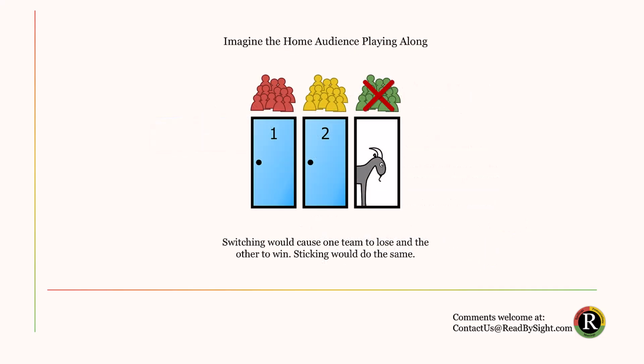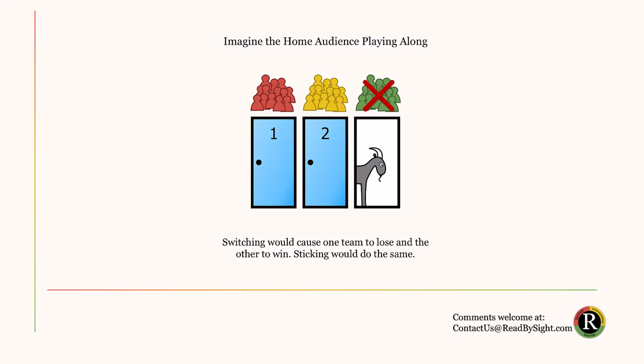Now imagine that we had a home audience playing along. And here we're showing 3 teams, the green team, the yellow team, and the red team. When the gray goat is revealed, the green team is out. That was their door. Now imagine if we cut to someone side stage at the show, and they whispered to the home audience what the literature whispers to everyone or tells us outright, that there's an advantage to switching. Well, then the red team would switch to door 2, the yellow team would switch to door 1, and the next day the station would be flooded with calls and emails saying, why did you tell us to do something so silly as to switch?